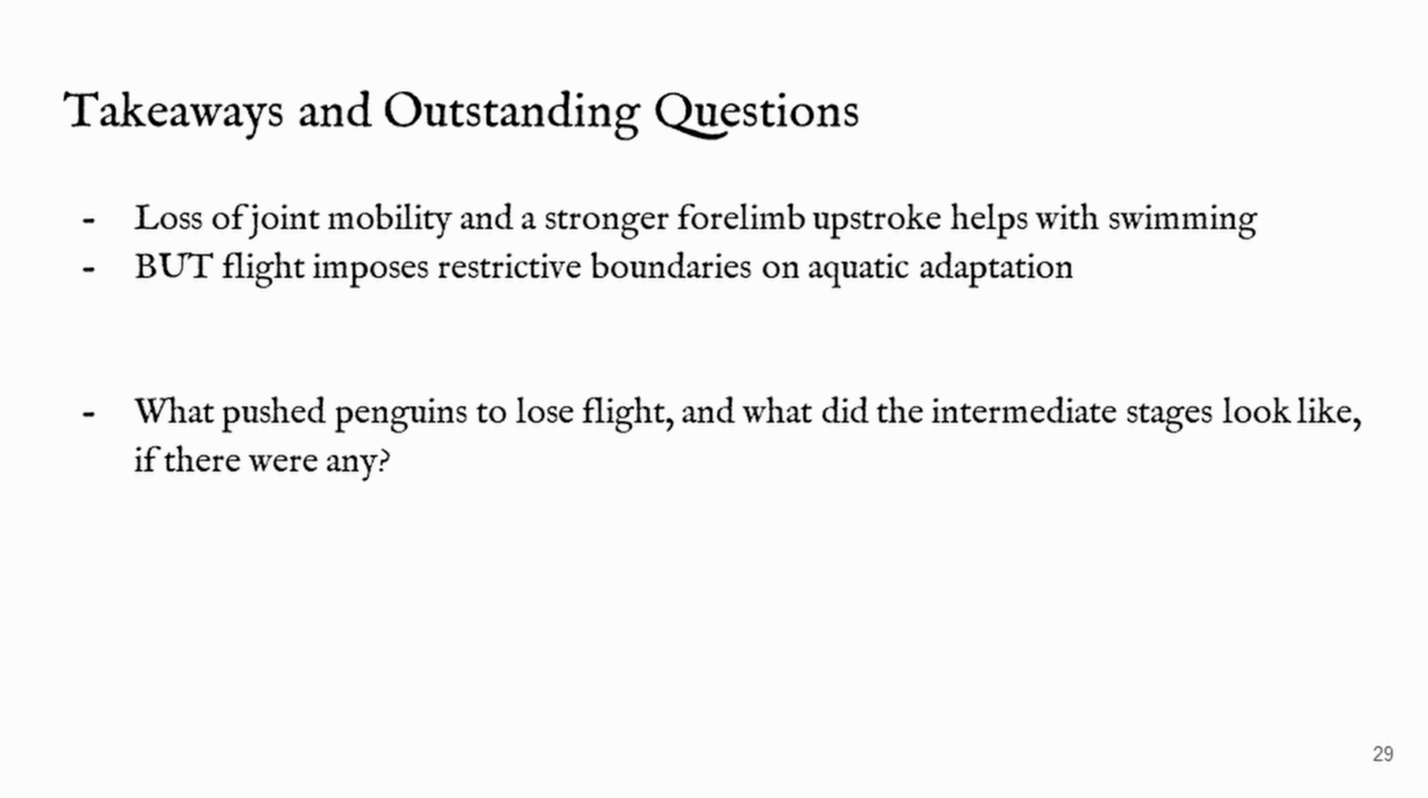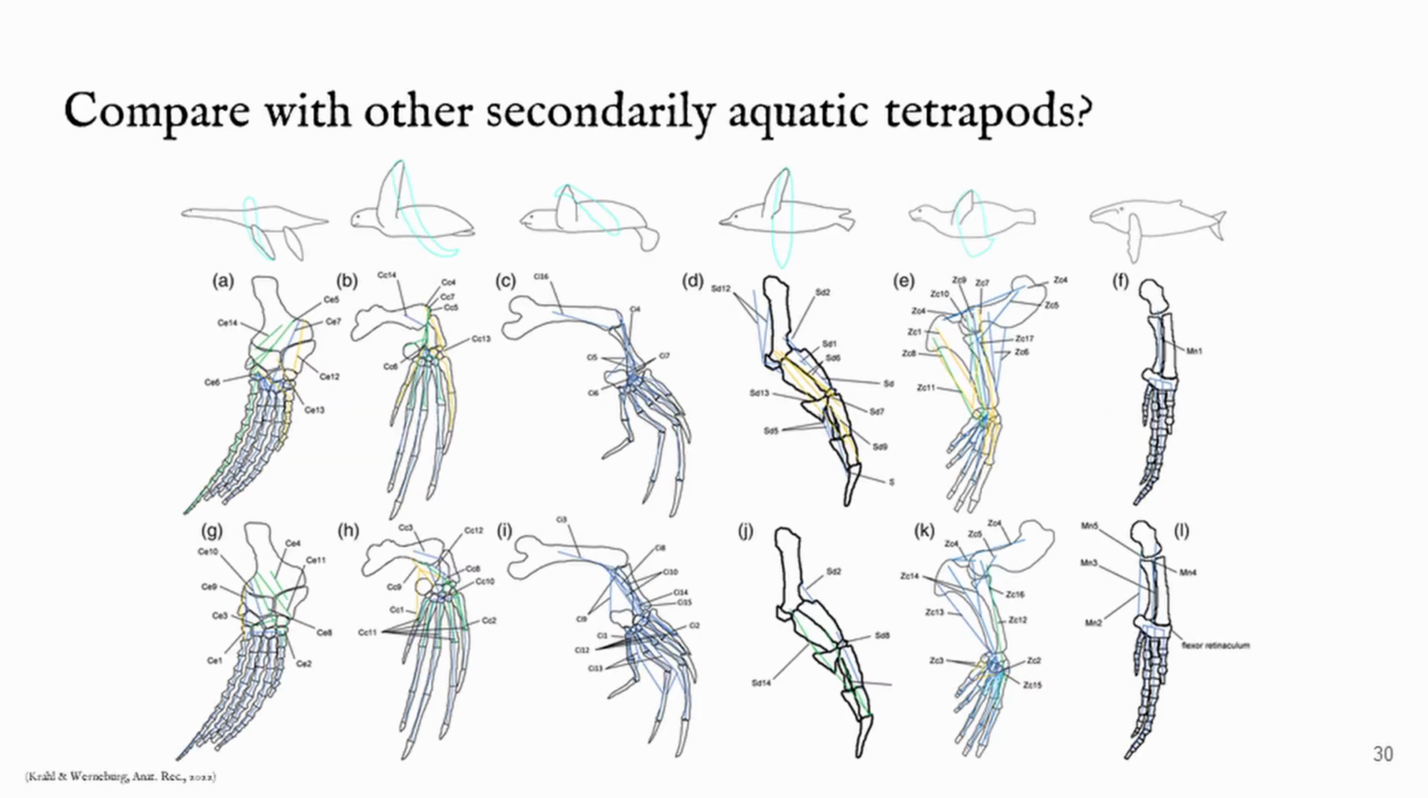Anyways, here's a little summary of what this presentation covered, and I leave you with a comparison of the forelimbs of penguins against other animals that are secondarily aquatic, that is, animals whose ancestors were terrestrial but at some point returned to aquatic lifestyles.